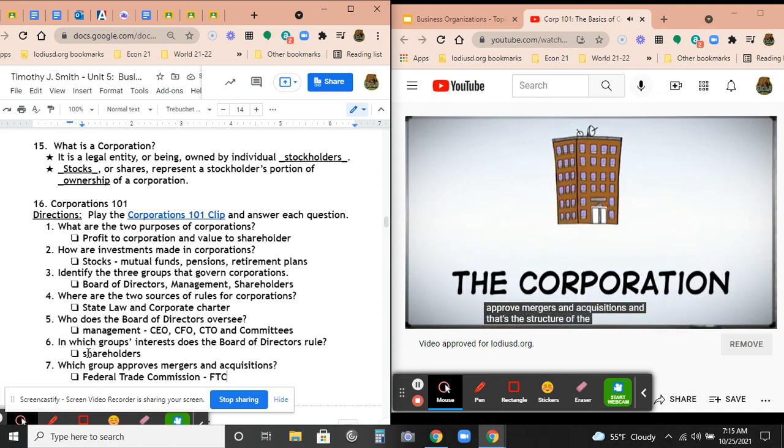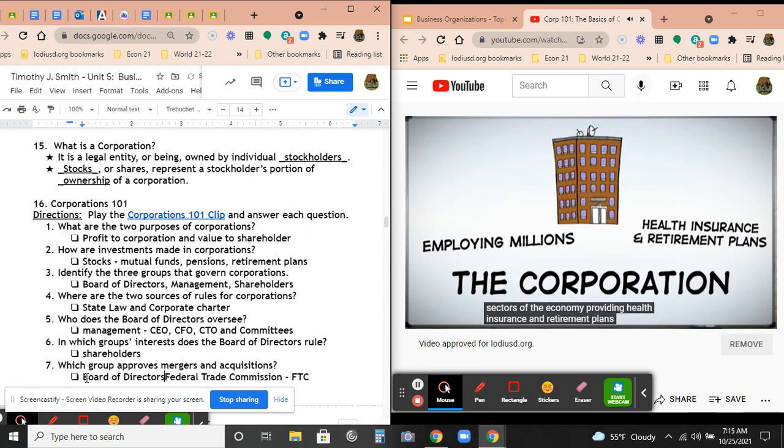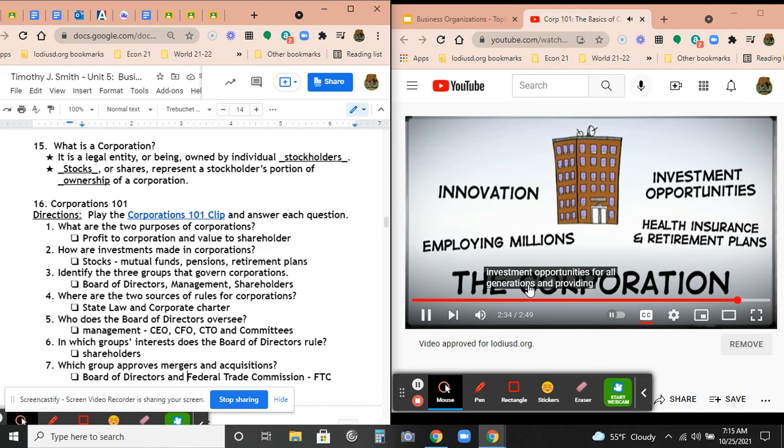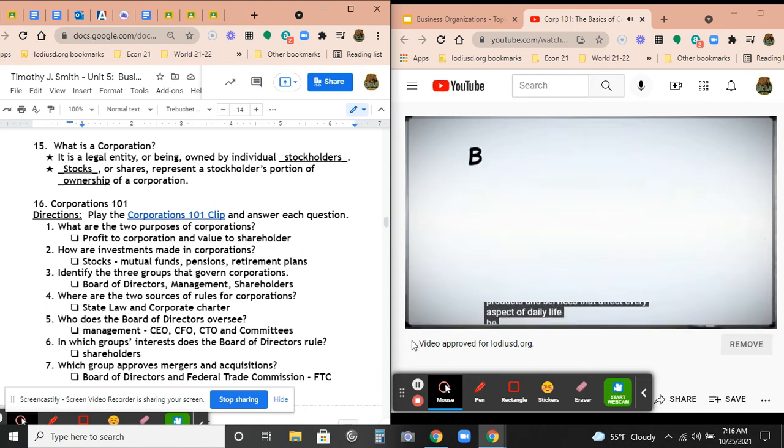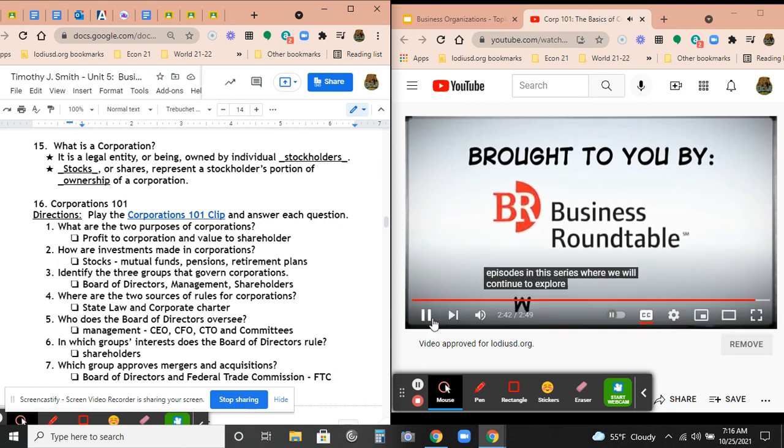And that's the structure of the corporation, employing millions of people in all sectors of the economy, providing health insurance and retirement plans, providing investment opportunities for all generations, and providing innovative products and services that affect every aspect of daily life. Be sure to check back for future episodes in this series, where we will continue to explore how corporations work and their role within the U.S. economy. See you soon.